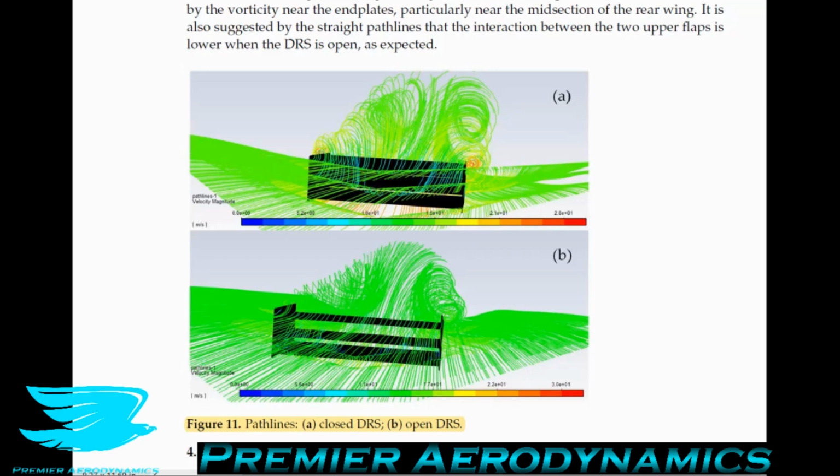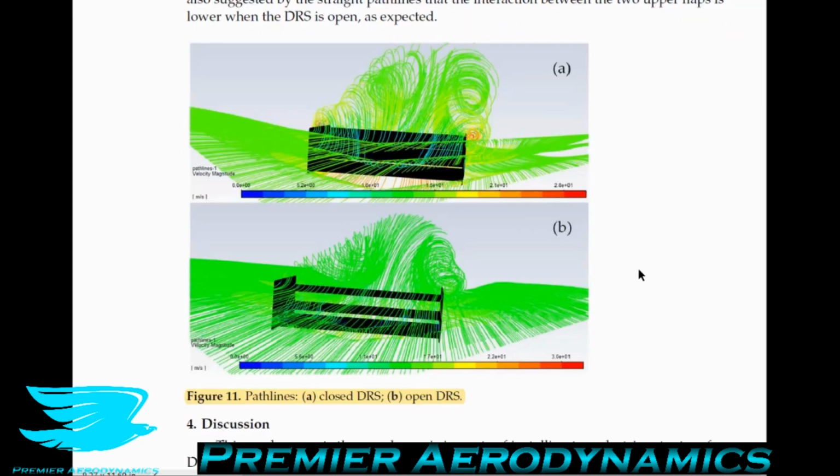When the DRS system is open, though, the flow is less affected by the vorticity near the end plates, particularly near the midsection of the rear wing. It can be seen that the straight path lines interact between the two upper flaps is lower when the DRS system is open as expected. So again, because the DRS system is open, the flow is not being channeled nearly as much, like it's not being redirected to other elements on the system. So the flow is not going to be hitting all these different elements in succession, which also reduces the drag.